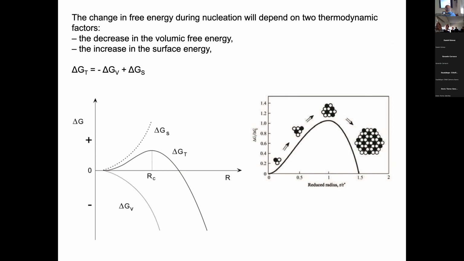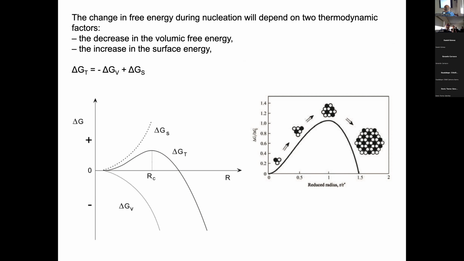So we have to reach a certain radius. This is the delta G. Here we have in negative the delta GV, and here the delta GS, that is the surface energy. And this is the total delta G, where basically we can define a peak. The peak is representative, in some way, of the energy needed to stabilize a critical nucleus, a critical radius of the nuclei.